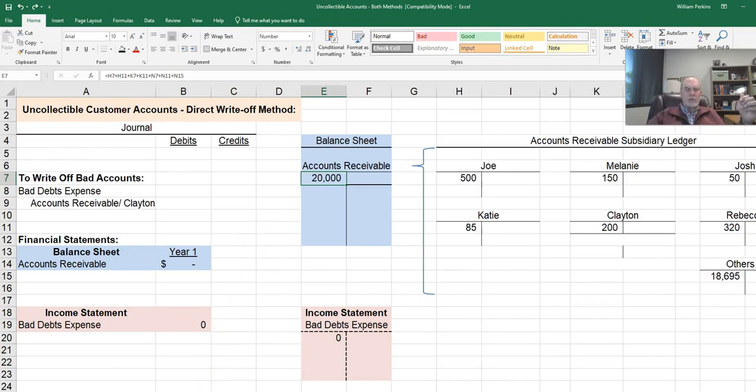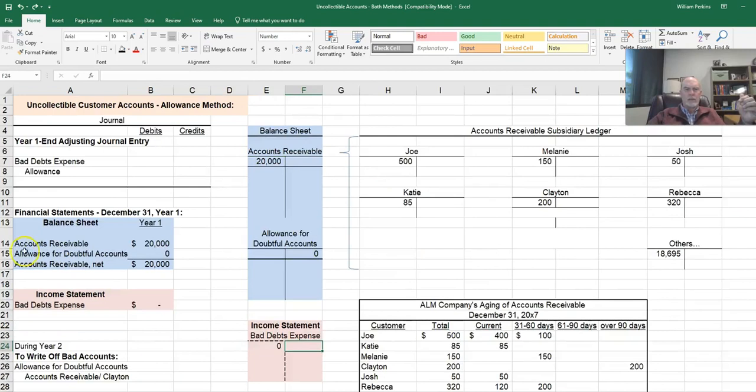So let me get over here to this next page. What we're going to do, here we have this $20,000 of accounts receivable.